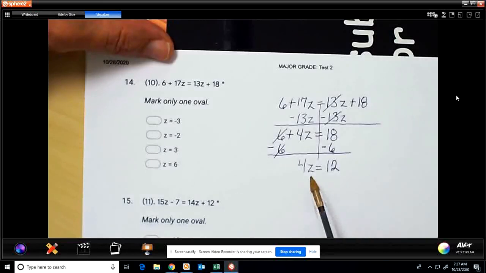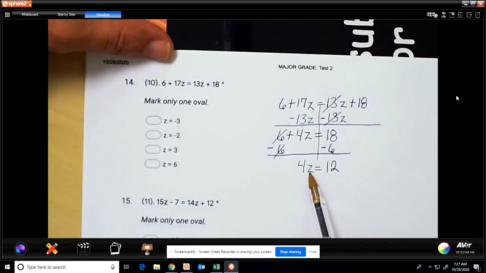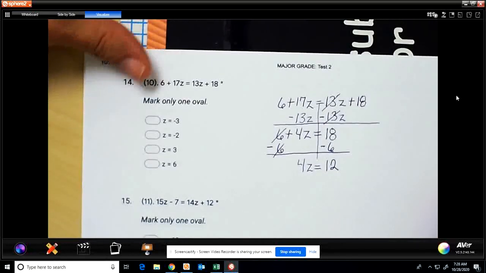Now what do I do? This is 4 times z equals 12. What do I do to get z by itself? I need to do the opposite operation. This is 4 times z. What's the opposite of multiplication? Equals 12. I'm going to leave it there and let you finish it out.